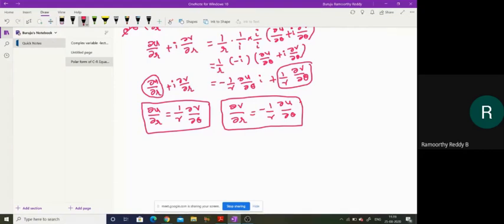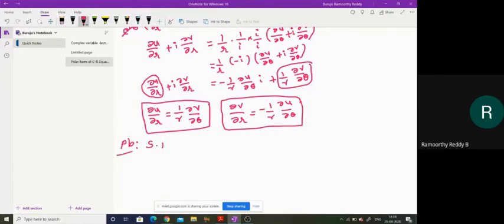Whereas in Cartesian form, ∂u/∂x = ∂v/∂y, and ∂u/∂y = -∂v/∂x. Is it clear? Right. Now see, if I take a simple problem.